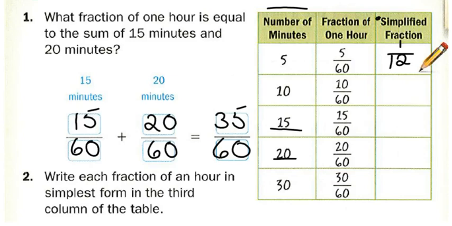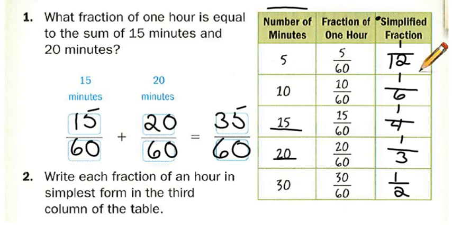Pause it real quick. All right, let's take a look. 10 out of 60, both of those can be divided by 10. So that becomes 1 over 6. 15 out of 60, we can divide both of those by 15. So that gives me 1 out of 4. 20 divided by 60, again, both of those can be divided by 20. So that gives me 1 over 3. And 30 divided by 60, 30 is half of 60, so that is 1/2. So there's all your simplified fractions.